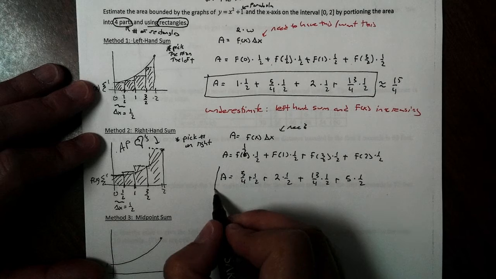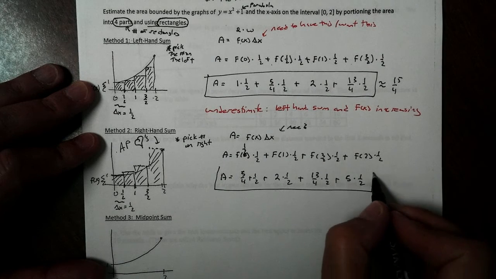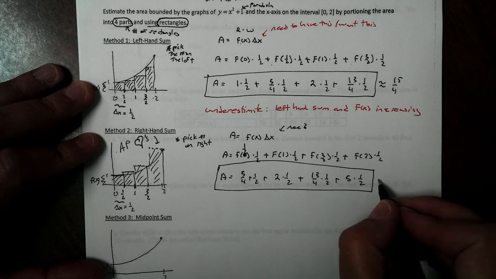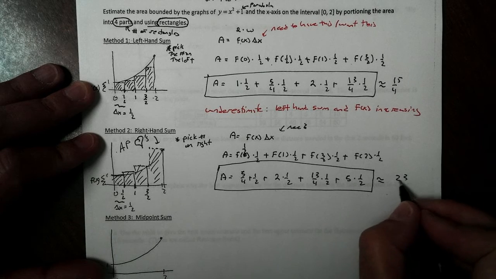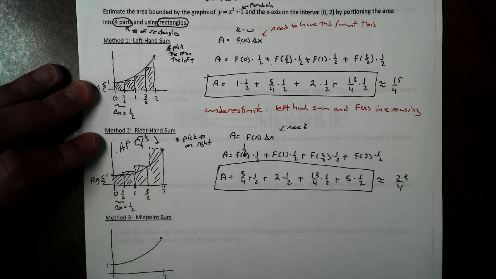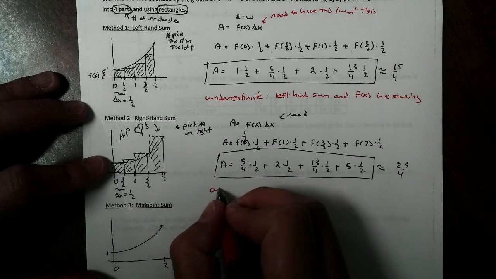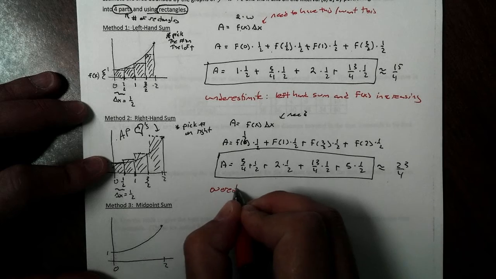And again, you can leave this alone. Just leave it alone. There's our answer right there. AP says, don't worry about simplifying. But if you need to, this is just going to become 23/4. Now in this case, easy to look at, this is going to be an overestimate. So why would this be an overestimate?